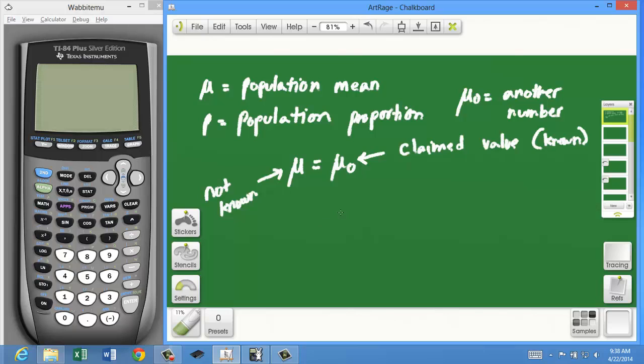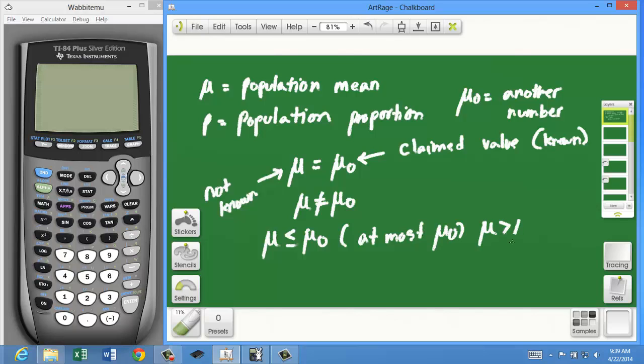So, if I start with this claim, mu is equal to mu naught, the counter argument to that is mu not equal to mu naught. Likewise, if I stated that mu is less than or equal to mu naught, which means at most mu naught, the alternative is mu greater than mu naught, which would be another statement.